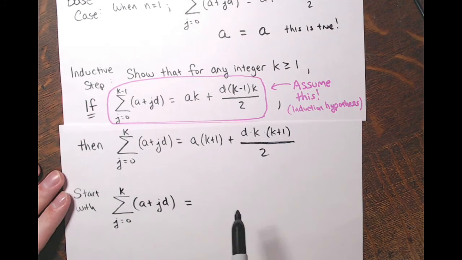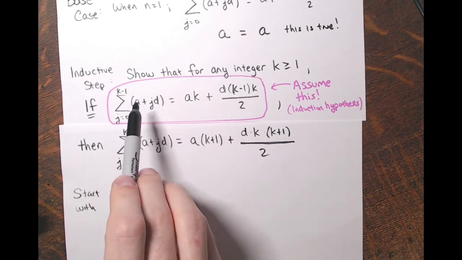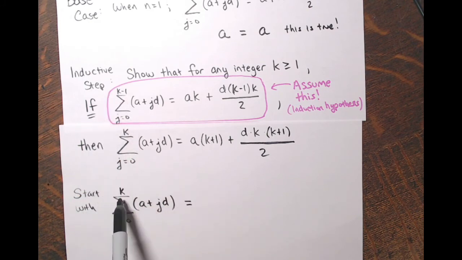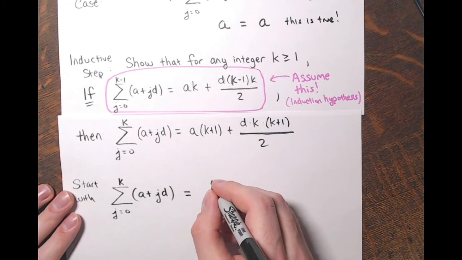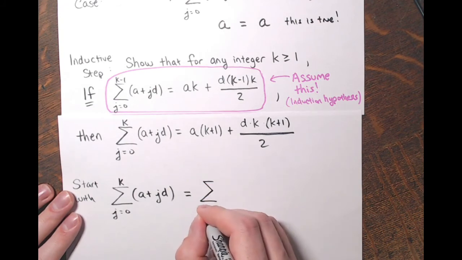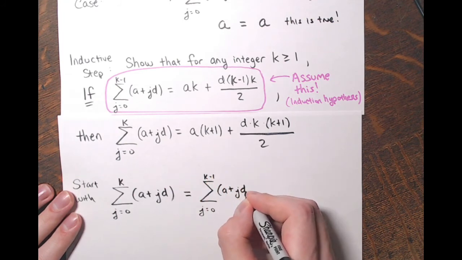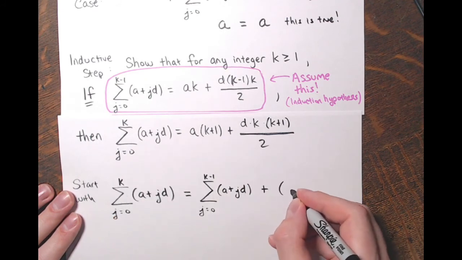Now, we eventually want to use the induction hypothesis. I want to use this statement that I circled here. Now this statement involves the sum from j equals 0 to k minus 1, not to k. So what I can do, from 0 to k is just from 0 to k minus 1, and then plus the final term with k. So I can rewrite this so that we pull out the final term. So this is equal to the sum from j equals 0 to k minus 1 of a plus jd, and then plus the final term when j is equal to k. Replace j with k. So a plus kd.